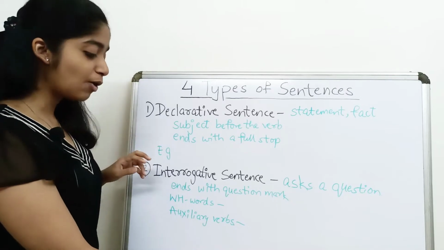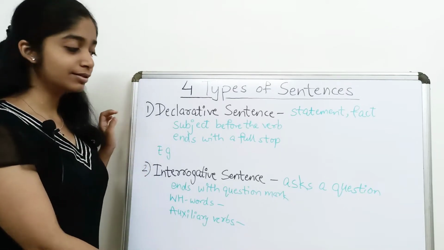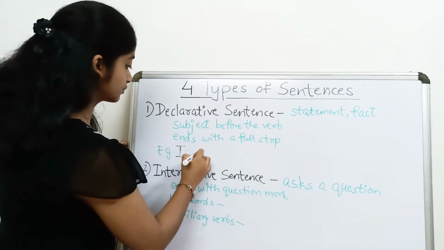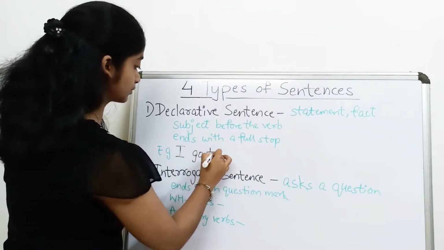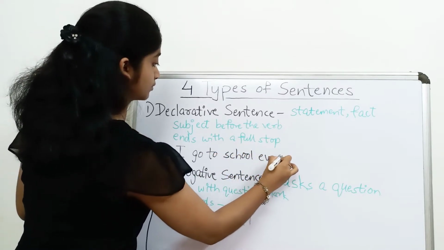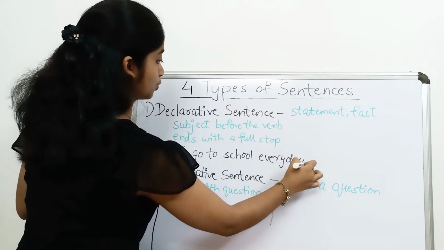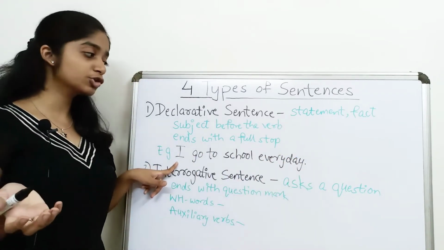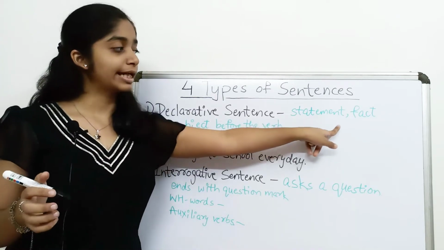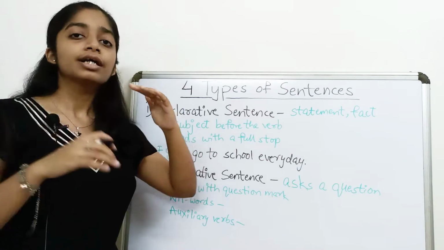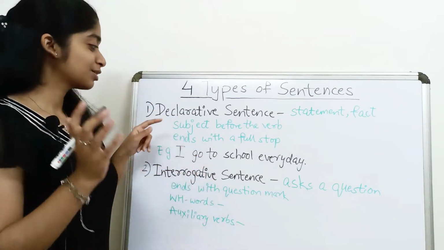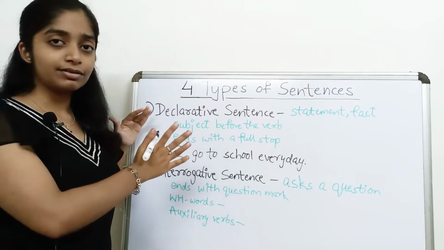So, let us now have a look at an example of the declarative sentence. So, this is the example: I go to school every day. Now, as we see, this is a statement, a fact, or it gives information about me. I go to school every day. So, it is a declarative sentence.